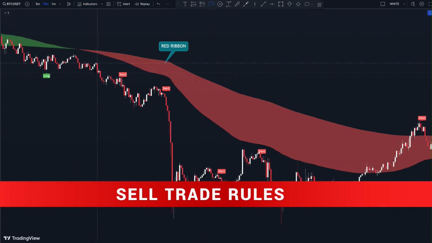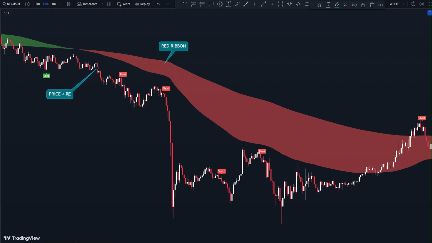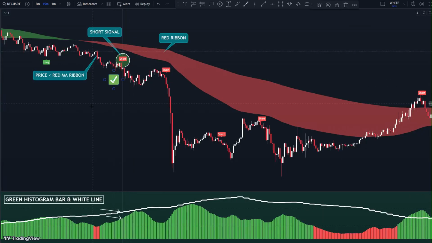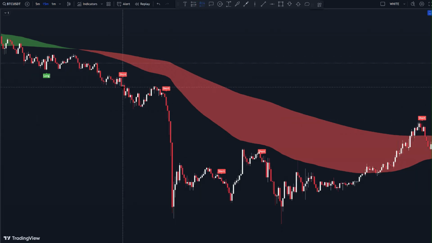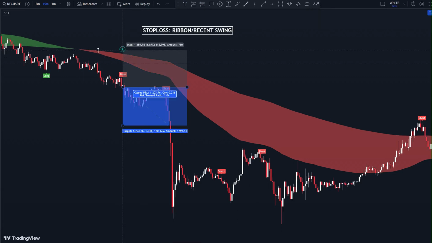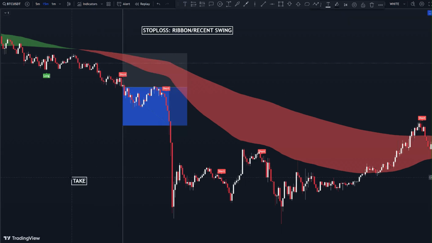For sell trades, the process is similar but in reverse. Look for a red ribbon on the chart and a short signal, making sure the signal candle's close price is below the red ribbon. Then check the ADX histogram's corresponding bar to see if it's green with a white line. If so, consider opening a sell position at the signal candle's close price. And set your stop loss slightly above the recent market swing high or just above the ribbon. Use the same risk-to-reward ratio of 1 to 1.5 to set your target price.